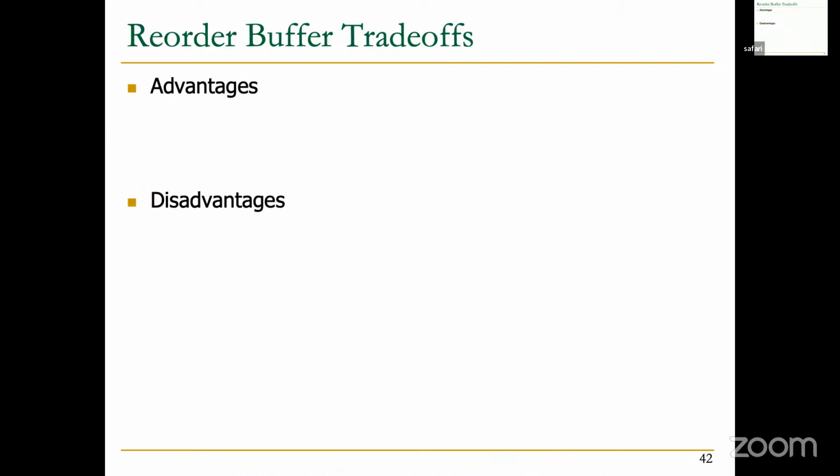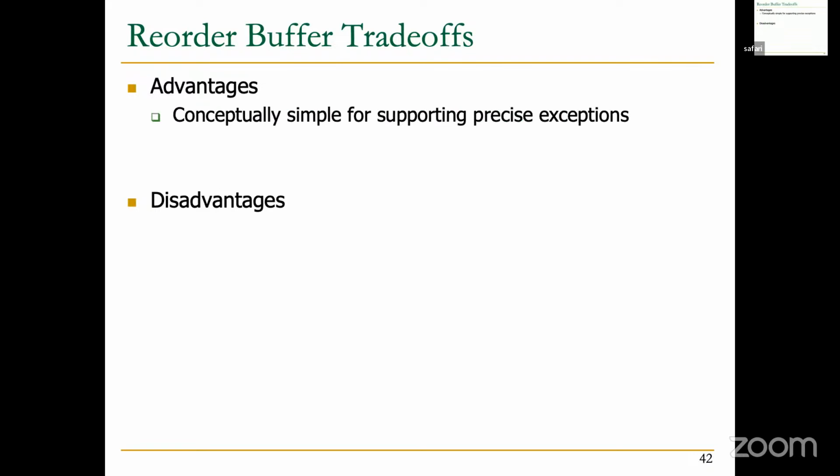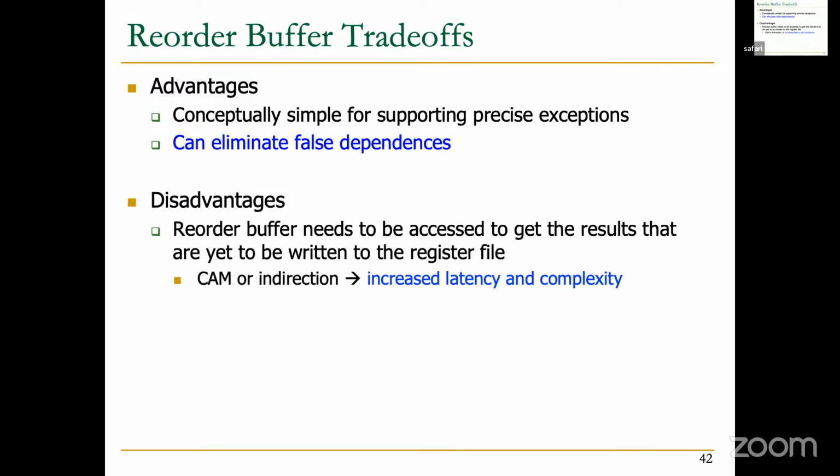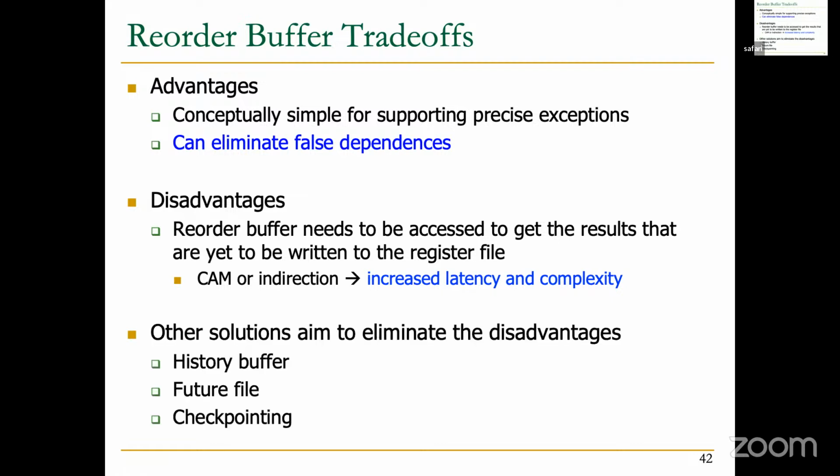Let me quickly cover the trade-offs of this reorder buffer. Well, we have very little time left. But basically, this is conceptually simple for supporting precise exceptions. And it also can eliminate false dependencies. It can link instructions, as we will see. Unfortunately, you basically need to access the reorder buffer. It adds more complexity, clearly. There's more hardware. But it adds also complexity in the sense that you need to get the results that are yet to be written to the register file. And this requires content addressable memory or indirection. Content addressable memory is very complex. That's why we do indirection. But indirection actually increases the latency a little bit, but at least it's not as complex.